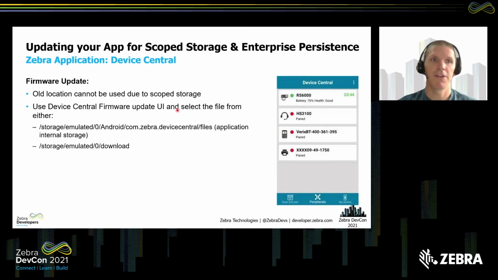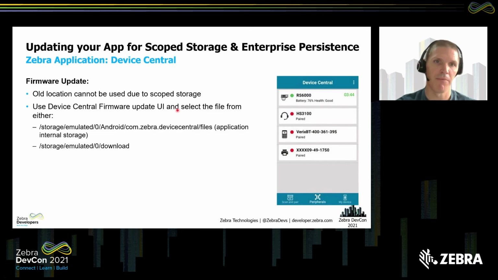Device Central, this is only really touched by the need to deploy a firmware update to the device. With the Device Central firmware UI, you select the file from the UI, and you can do that if you've copied the file into the application's internal storage with ADB, or you can actually use the download folder. Covered that earlier on, but in this case, this is the recommended way of finding that location.